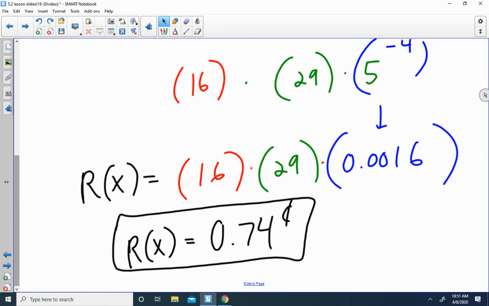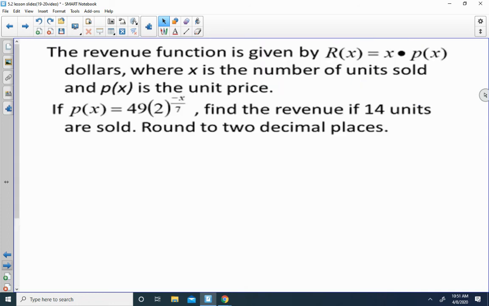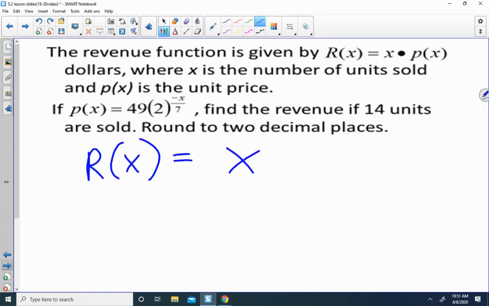Let's take a look at another example where we use revenue. So the revenue function, again, is given by x times p of x, where x is the number of units sold and p of x is the unit price. And we're given the price formula is 49 times 2 to the power of negative x over 7. And now find the revenue if 14 units are sold, and then round to 2 decimal places. So again, to find our revenue, we got to do x times p of x, or the number of units times the price.